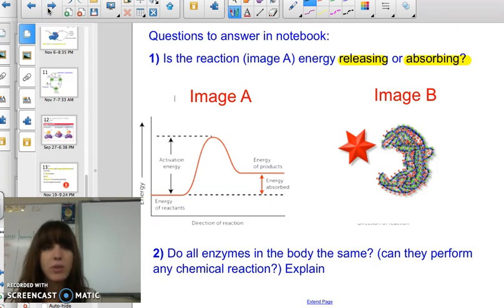Okay, so here are your questions. I want you to answer them in your notebook. Take a look at the image A right down here. I want you to tell me, is this an energy releasing or an energy absorbing reaction?